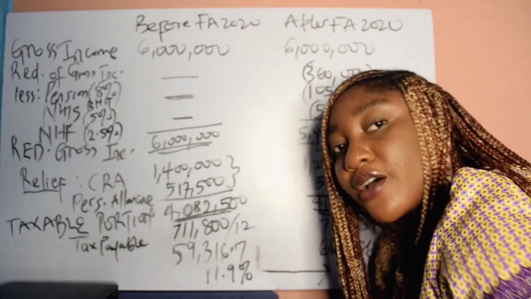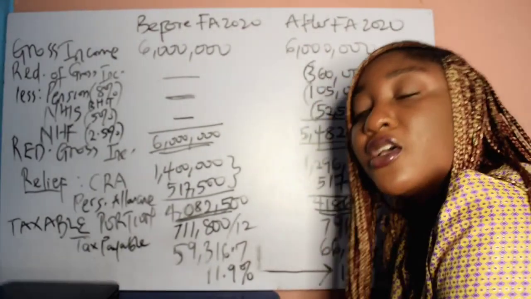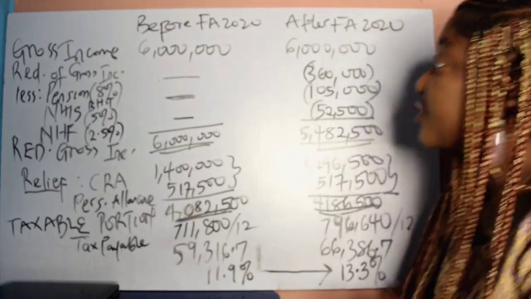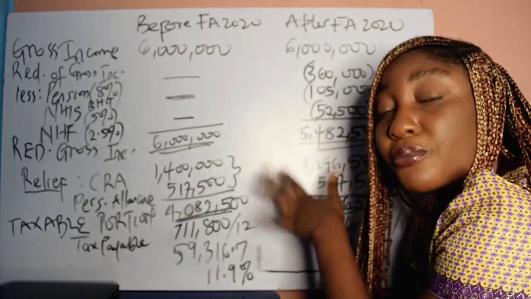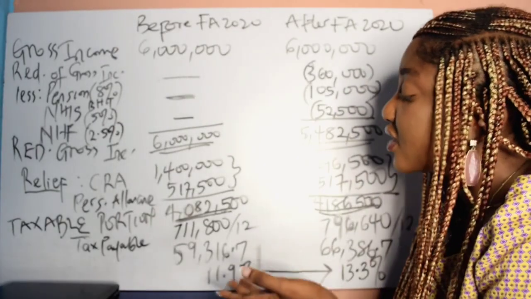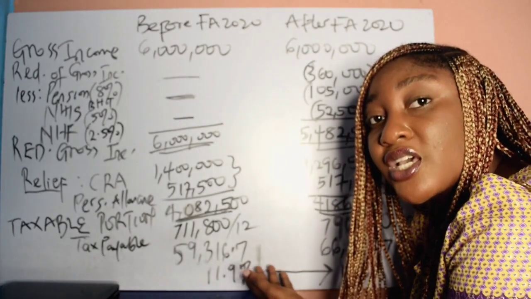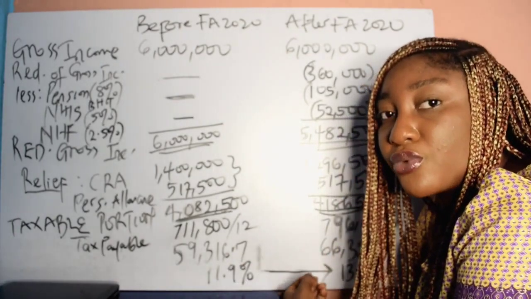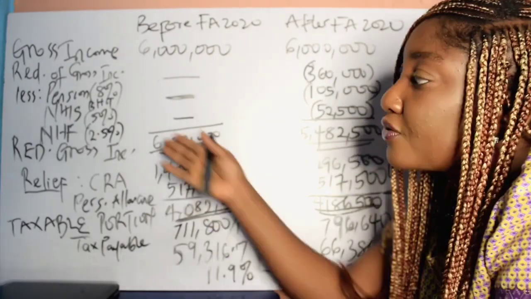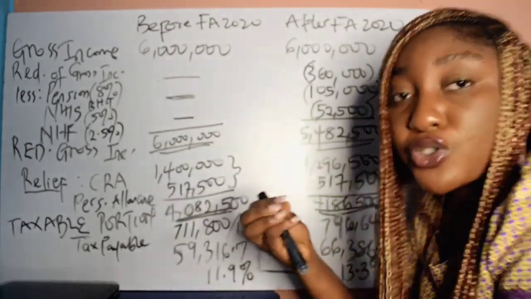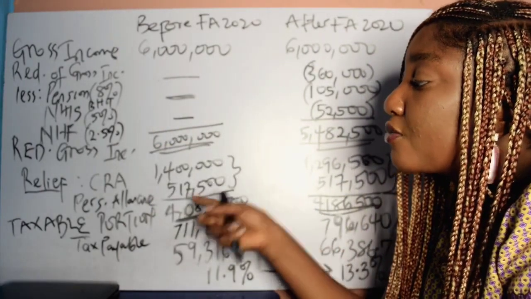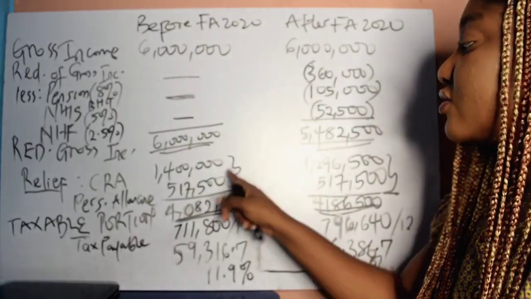So that's the difference between PAYE computation before Finance Act and after Finance Act. It just slightly increases the tax payable, okay, and that's because of the exemption of the portion of personal allowances from Consolidated Relief Allowance. Do you understand?